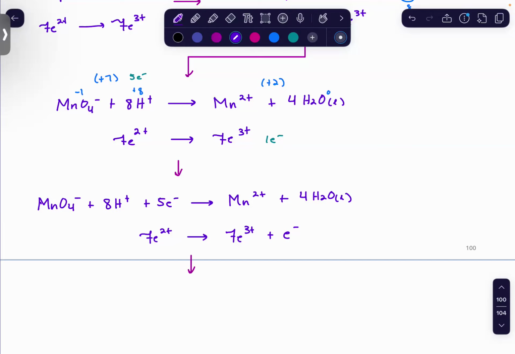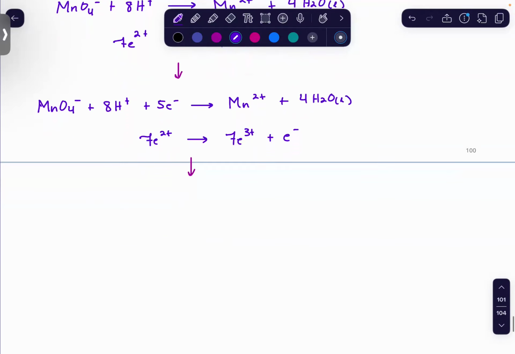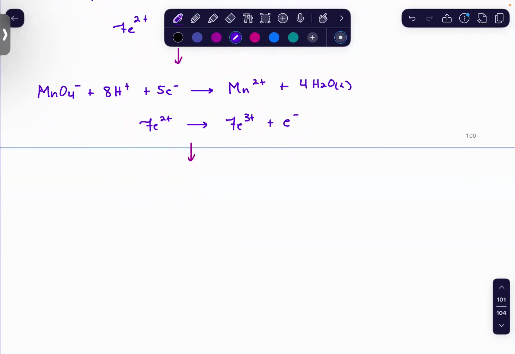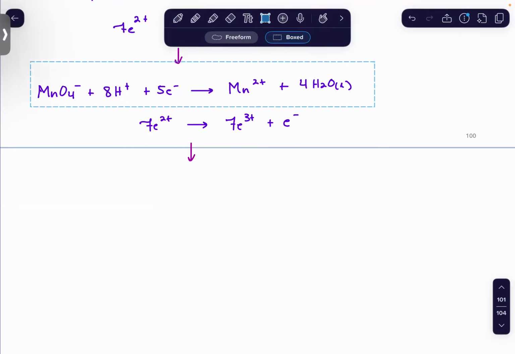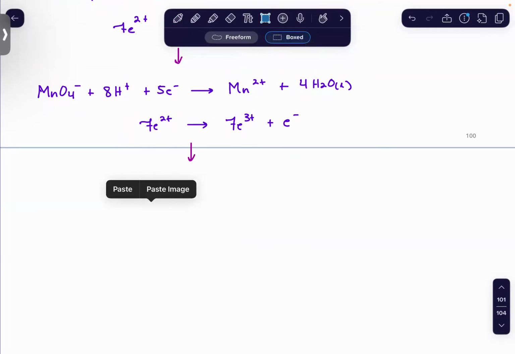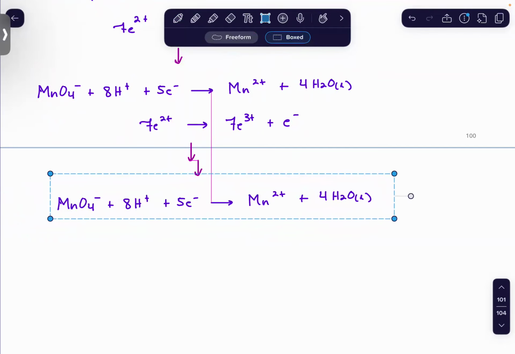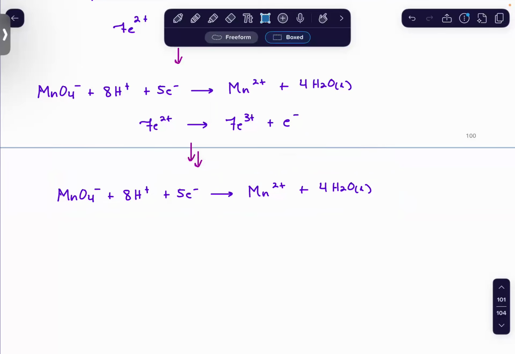All righty. So now we need to balance the electrons. We have 5 electrons in the permanganate equation, 1 in the iron equation. So we only need to multiply the iron equation by 5 to match the 5 electrons in the permanganate equation. So to make this easy on myself, I'm just going to carry this down. Okay, and then the iron equation.